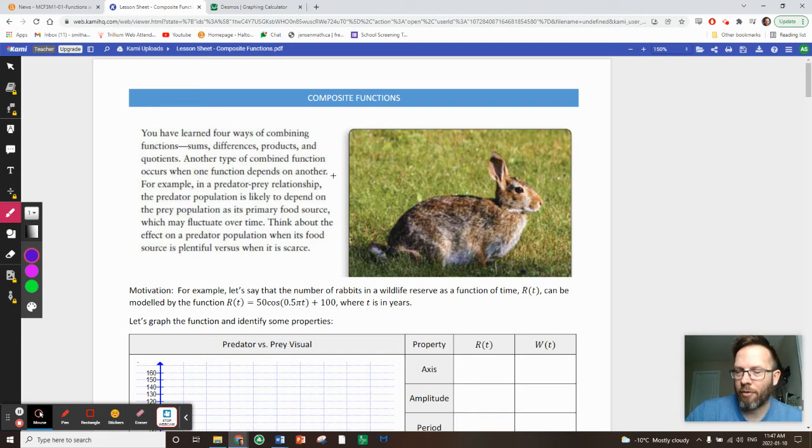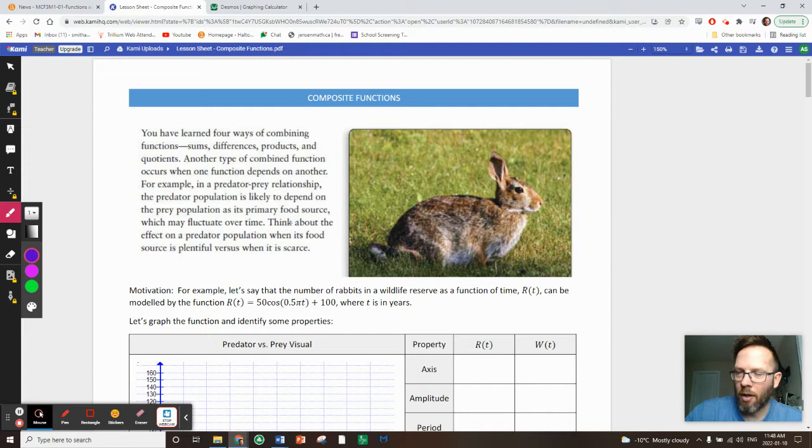In our last two lessons, we learned about the sum and difference of two functions, and the product and quotient of functions. Today we're going to look at the final thing we'll do with combining functions: what happens when one function depends on another function. We're going to call those composite functions.